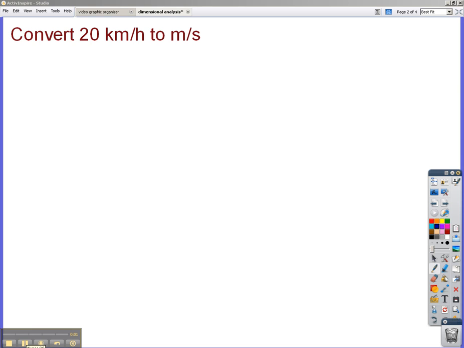Right, this is a short video showing you how to convert from kilometers per hour to meters per second. And this process will work for any conversion. That just happens to be this problem. Now what we're going to do is called dimensional analysis. That's a really fancy word. It's nowhere near as hard as what that sounds like.